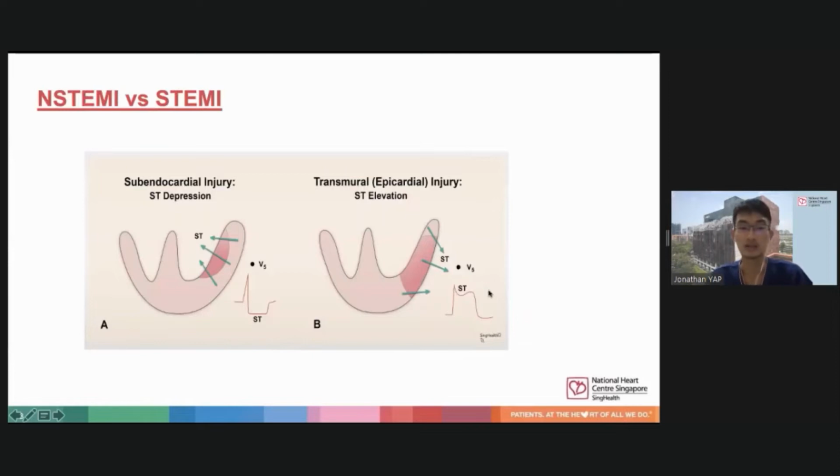So we all know that there are two main types of myocardial infarction, the ST elevation myocardial infarction and the non-ST elevation myocardial infarction. And it's actually good to understand the first principles of why one type of heart attack causes ST depression and one causes ST elevation. If you have subendocardial injury, meaning that not the entire muscle wall was infarcted, your vectors of depolarization are actually inwards. And as such, you get the ST depression. Whereas if you have a full transmural infarction, the vectors of depolarization are actually outwards, and you get your ST elevation.